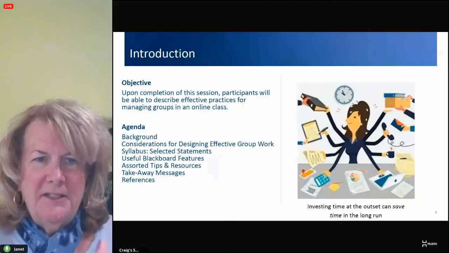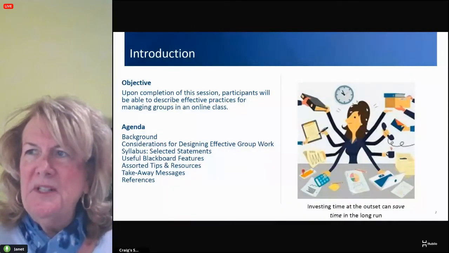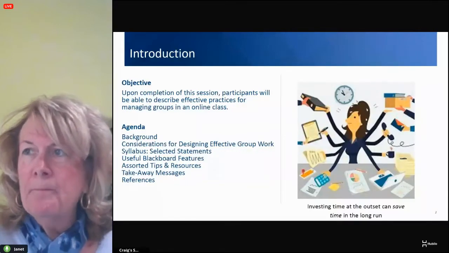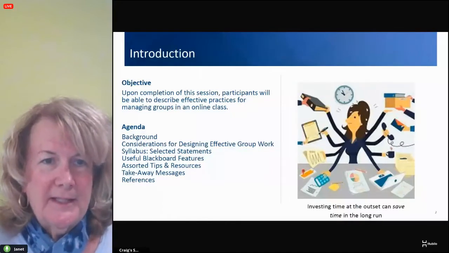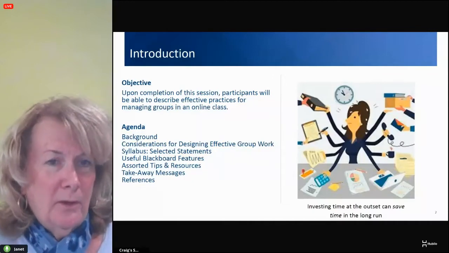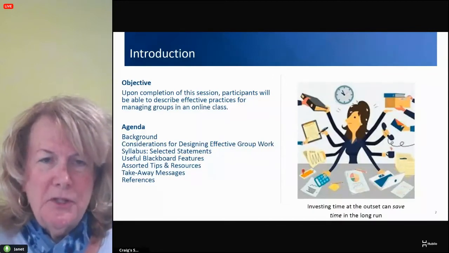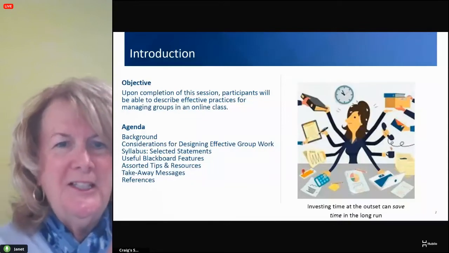I'm going to have slide dividers periodically throughout the presentation. I'll begin by sharing some considerations for designing effective group work. I'll share some selected statements that I use in each syllabus. I will then move into my favorite Blackboard features that are my go-to for pretty much every course I teach.